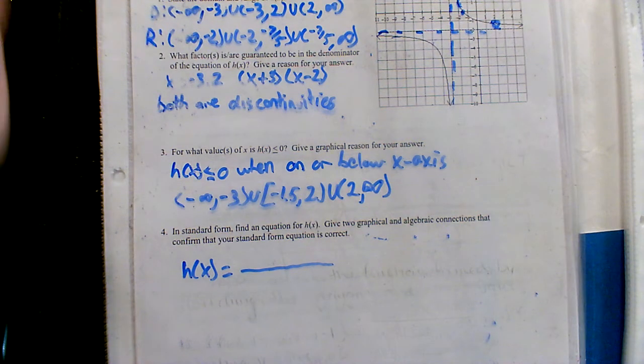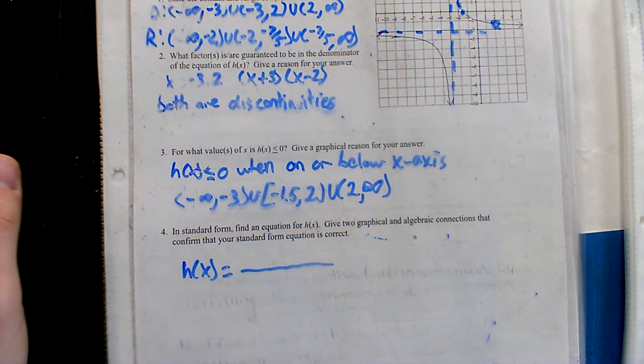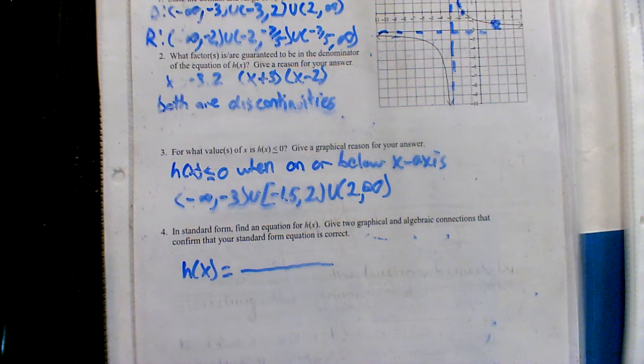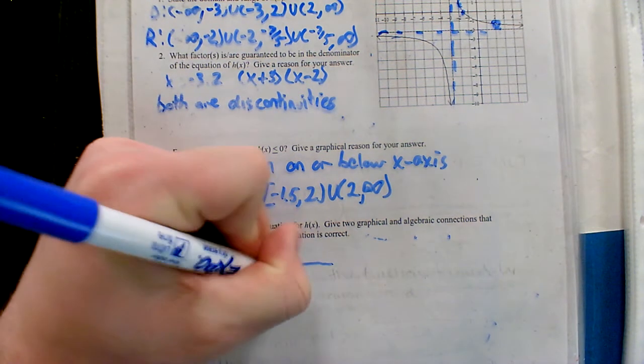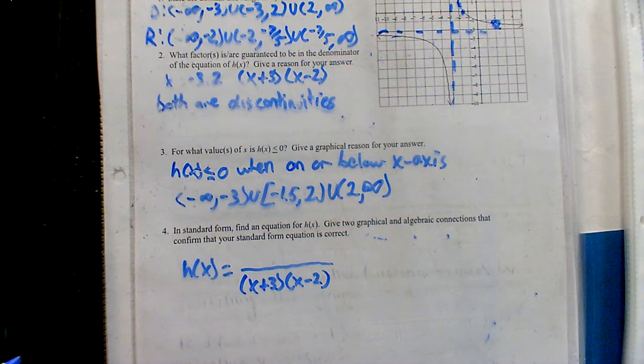What factors do I need on the bottom? X plus 3, X minus 2. Those are the discontinuities. Very good.